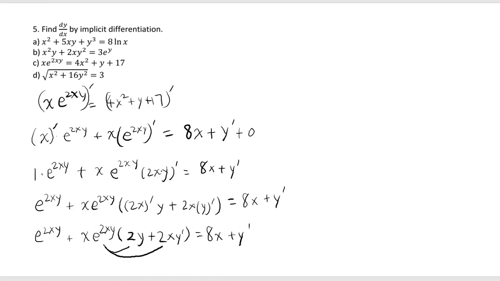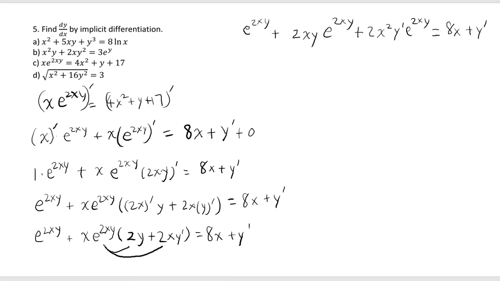So what I'm going to do is multiply these out to break it into 2 terms. So e to 2xy, x times 2 times y, that's 2xy, e to 2xy, and then 2xy prime, x times x is x squared, so it's 2x squared y prime e to 2xy, and on the right side you have 8x plus y prime.